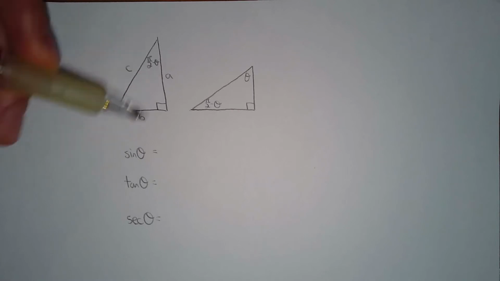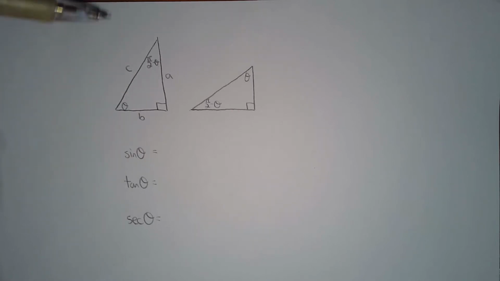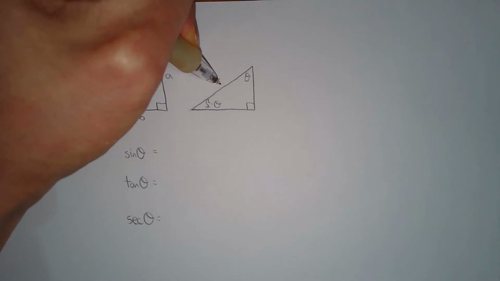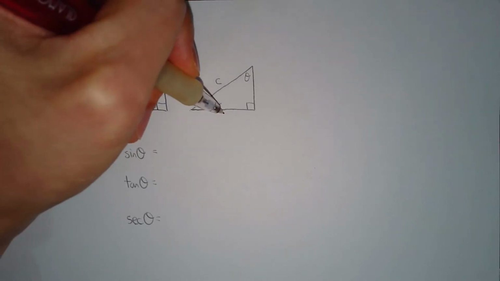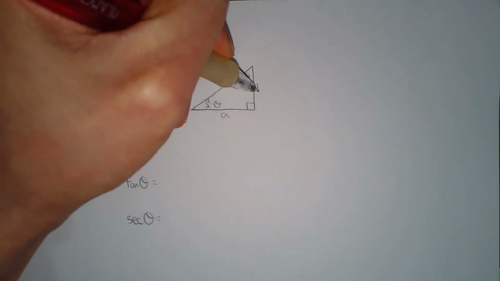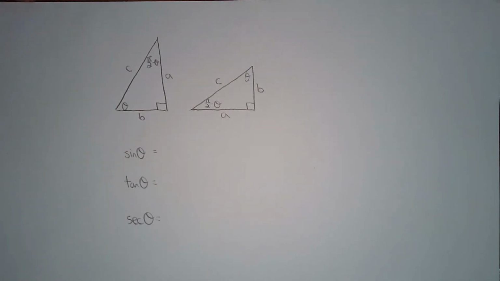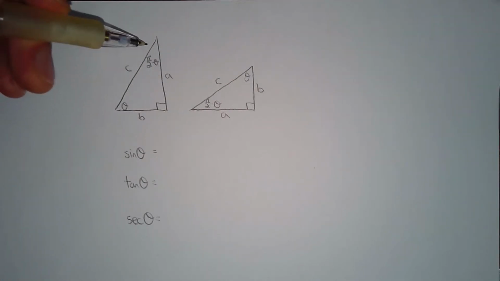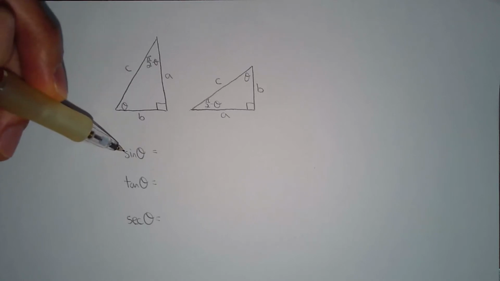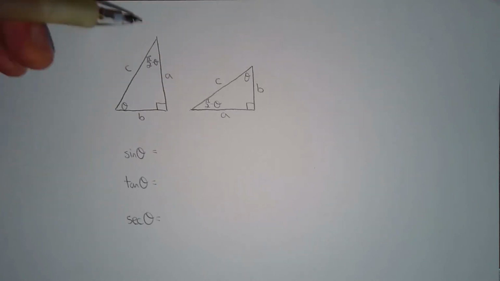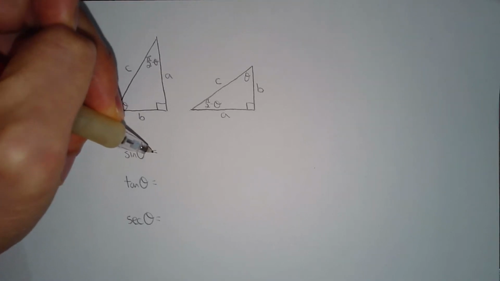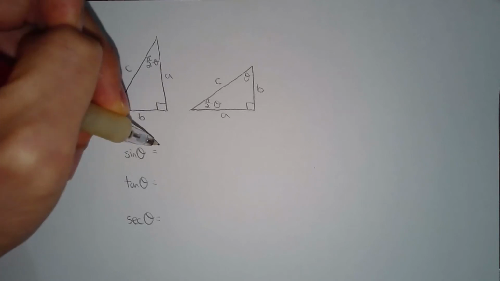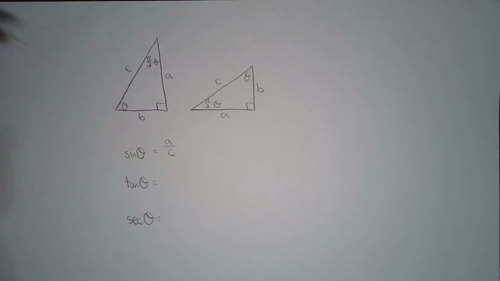I've also labeled the side lengths A, B, and C here. If these two triangles are congruent, then the hypotenuse for this triangle must also be C units, and this here is A, and this here is B. So let's work with sine theta. We want to find sine theta. Regardless of which triangle you look at, sine theta will be equal to opposite over hypotenuse, A over C.